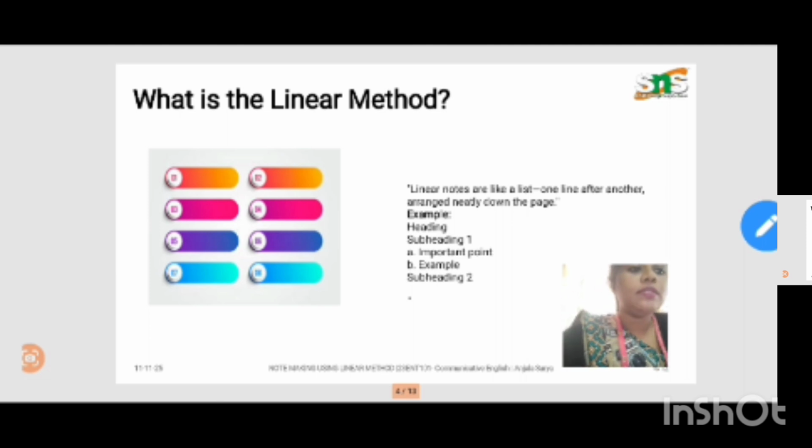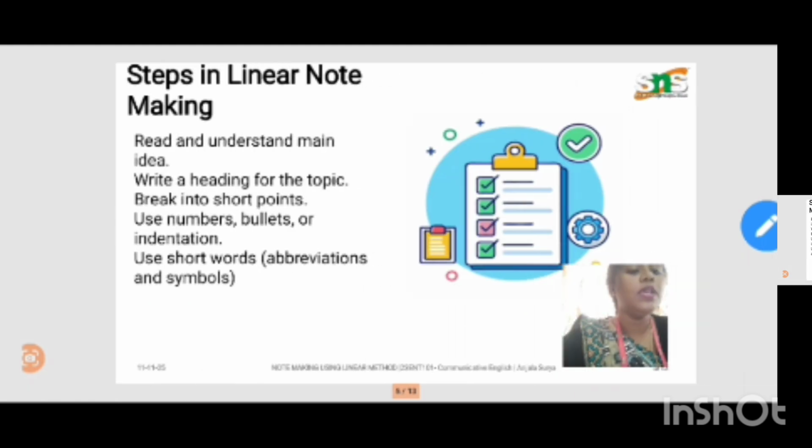So actually this linear method of note making is very effective and positive whenever we are in very quick and needful situations where we take notes and keep them for our future reference. And next, what are the steps in linear method or linear note making? The first one is to read and understand the main ideas. We have to know what the purpose is.